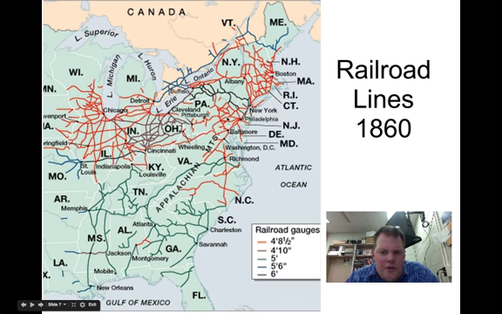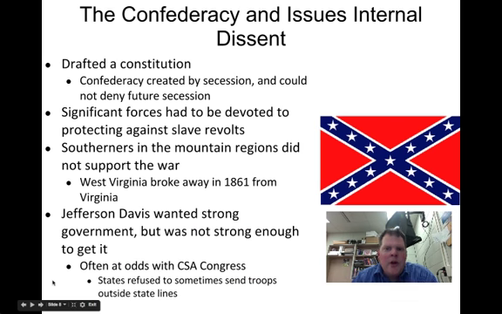We have railroad lines. Clearly there are more railroads in the North, which is going to allow them to move supplies and also move troops a lot faster than they can in the South. So that's obviously a big advantage. One of the things that's going to be important is to understand the internal dissent that existed in both the North and the South during this war.